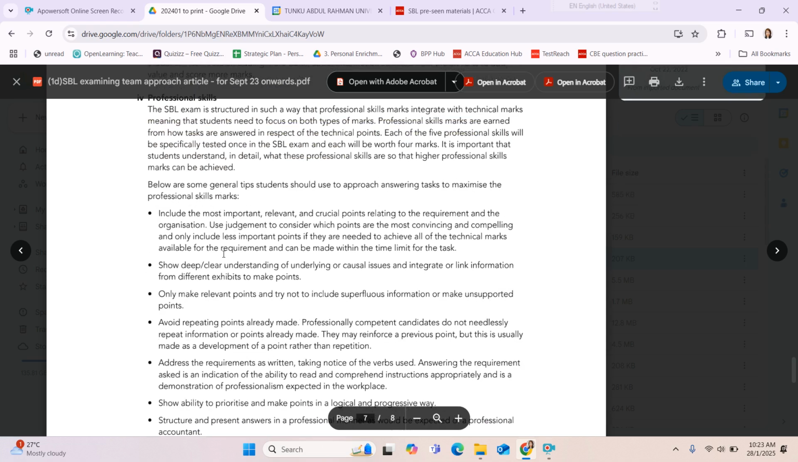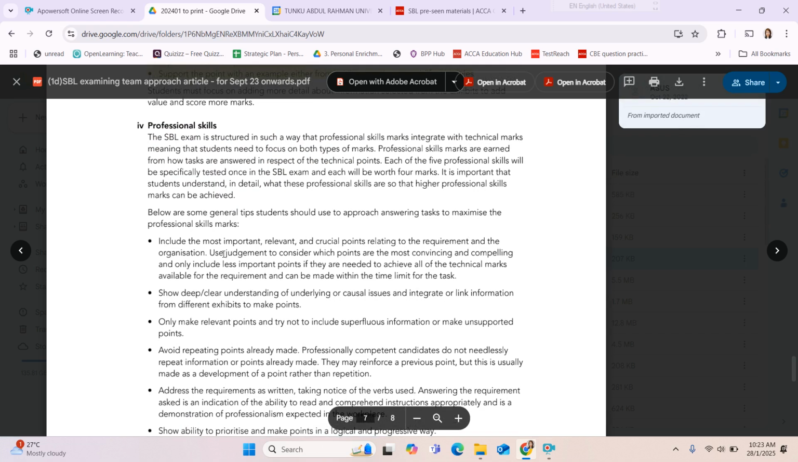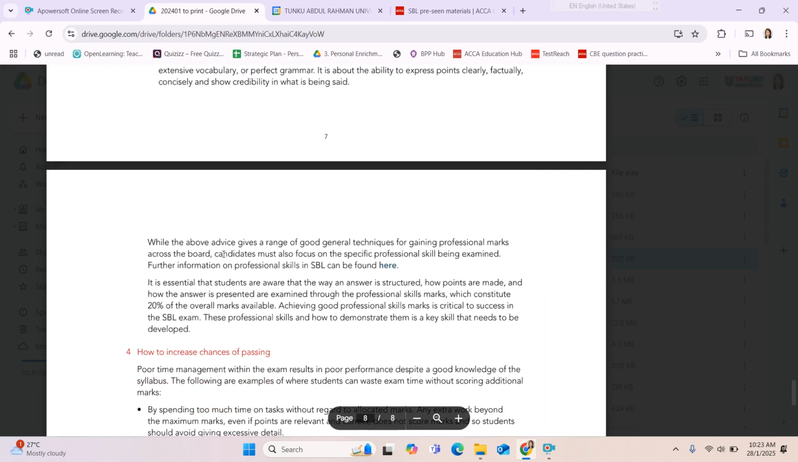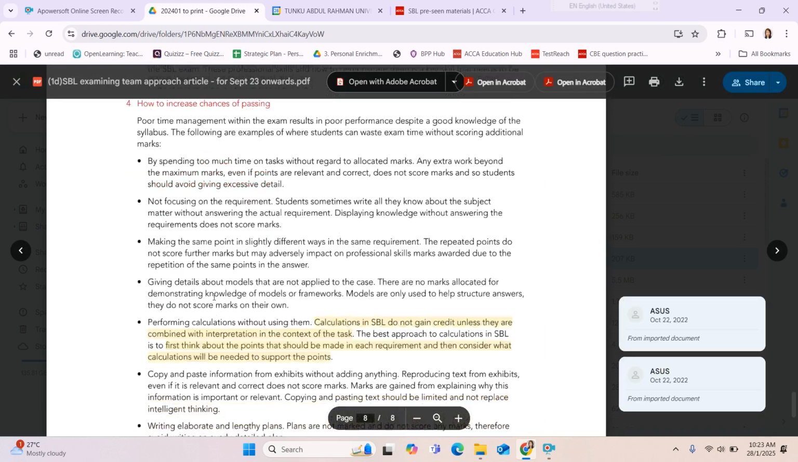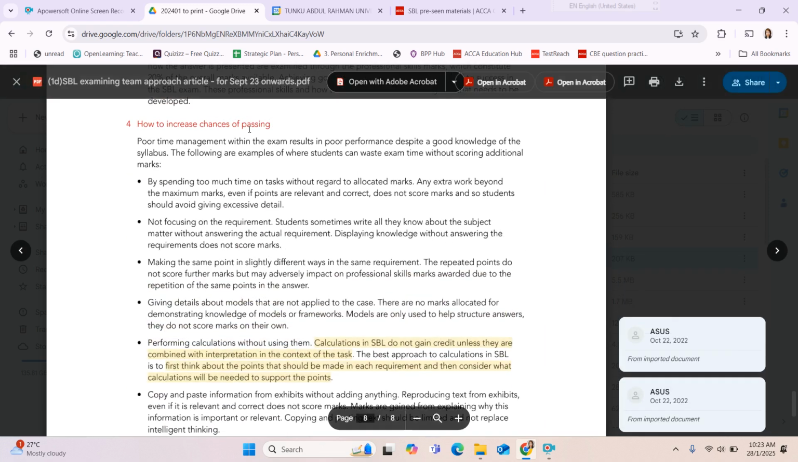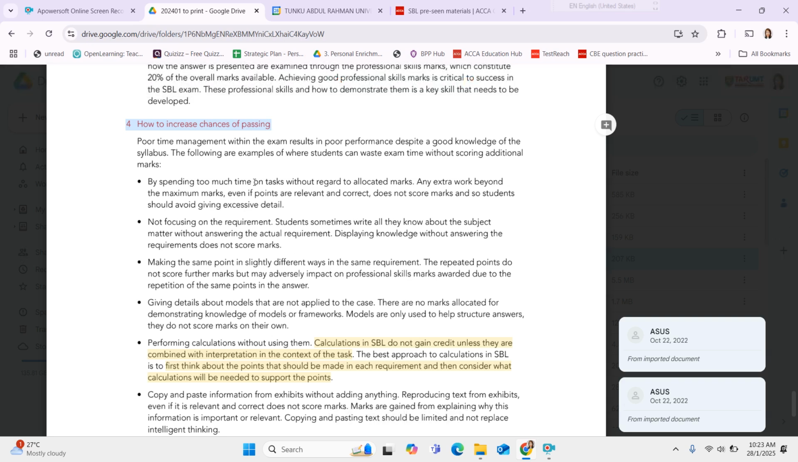And then professional skills marks, we will address this in another video. So you can go and read all this by yourself. And how to increase chances of passing. I think this one is the most essential thing that you have to read. Right? You have to read this many times, I suppose. So we'll go through briefly.